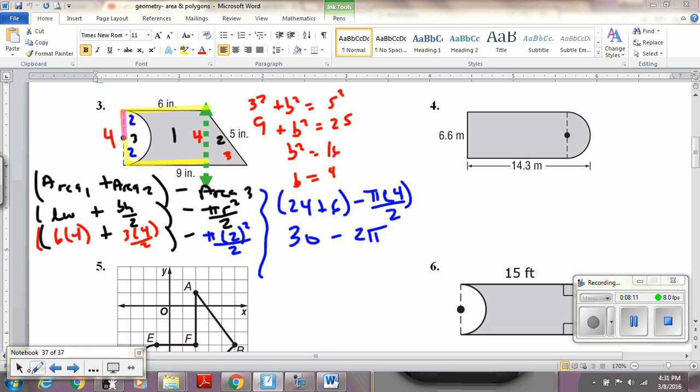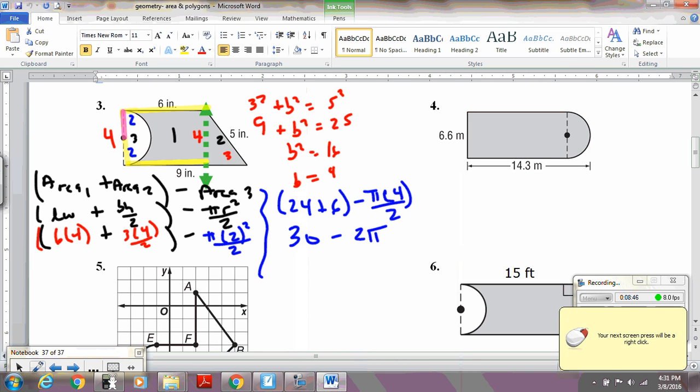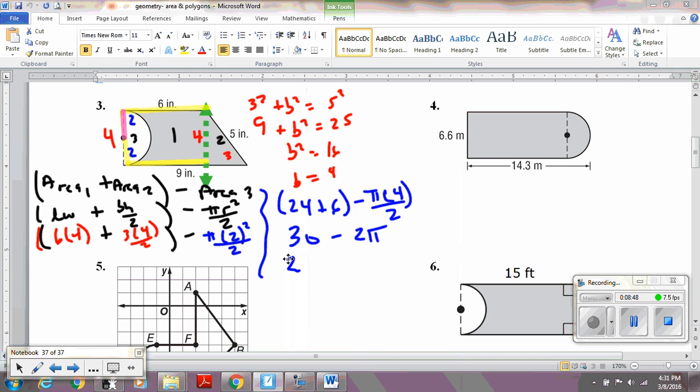Now it's time to grab the calculator. So it's 30 minus 2 pi. And we get roughly 23.7, because it asks for us to round. So 23.7 inches squared.